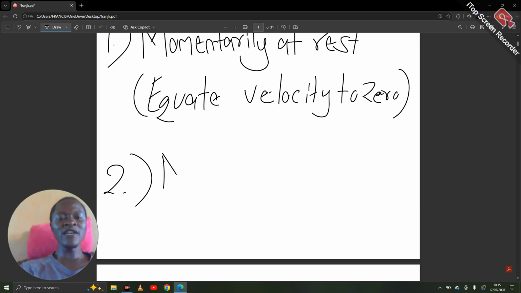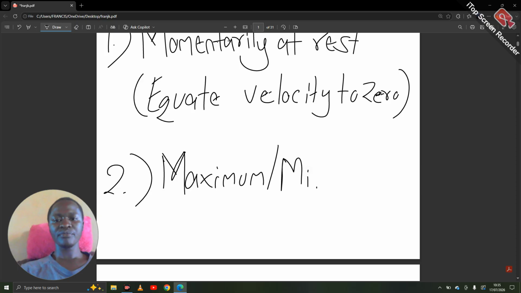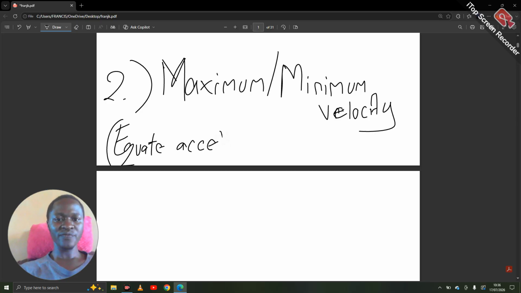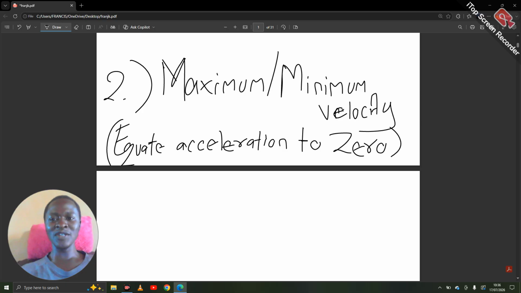Number 2, maximum or minimum velocity. When you see this term, equate acceleration to 0. Equate acceleration to 0.